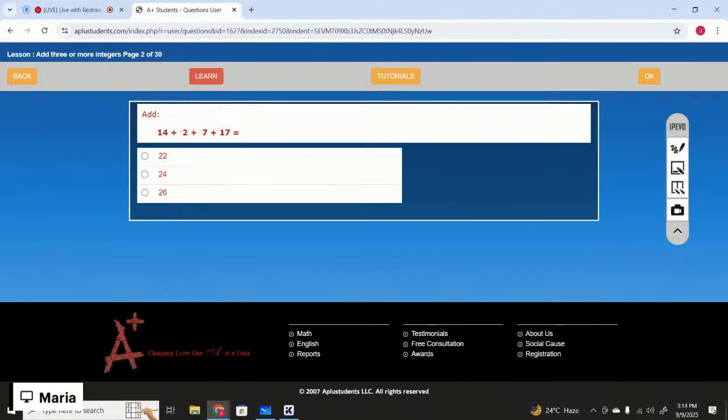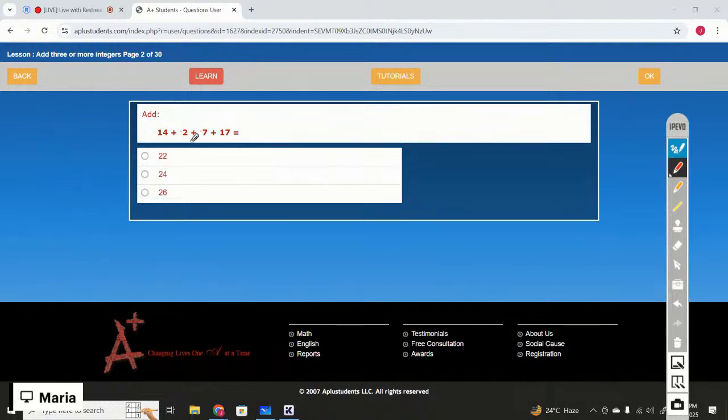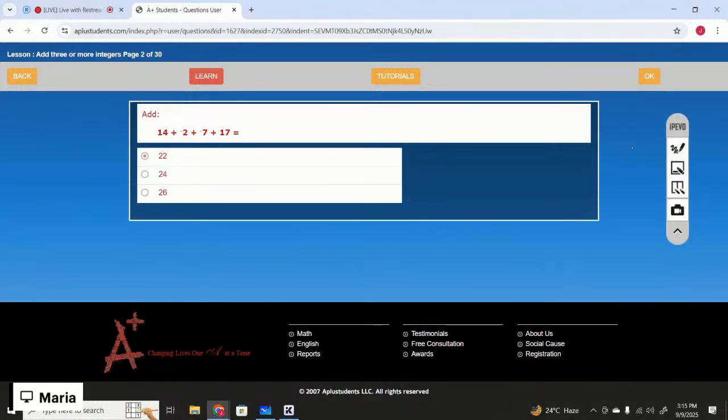-14 plus -2, -7 plus 17. -7 plus -2, it would be -9. So 14 plus 17 minus 9. 7 and 4, 11. 31 minus 9 is 22. Option number 1 is the correct option, that is 22.